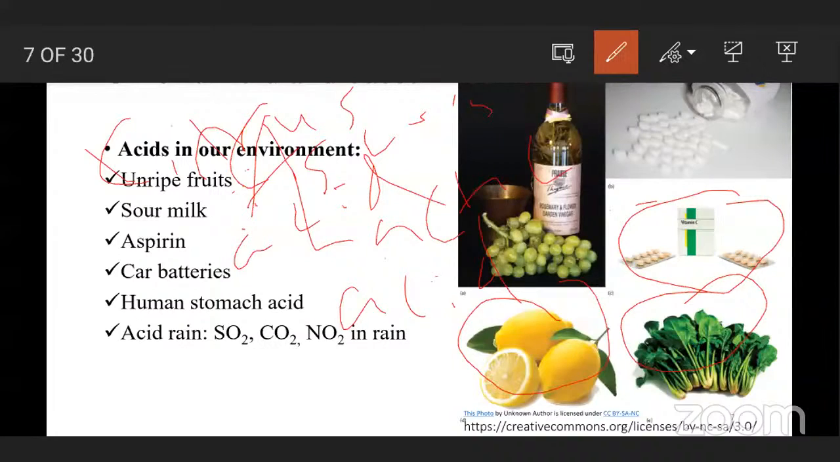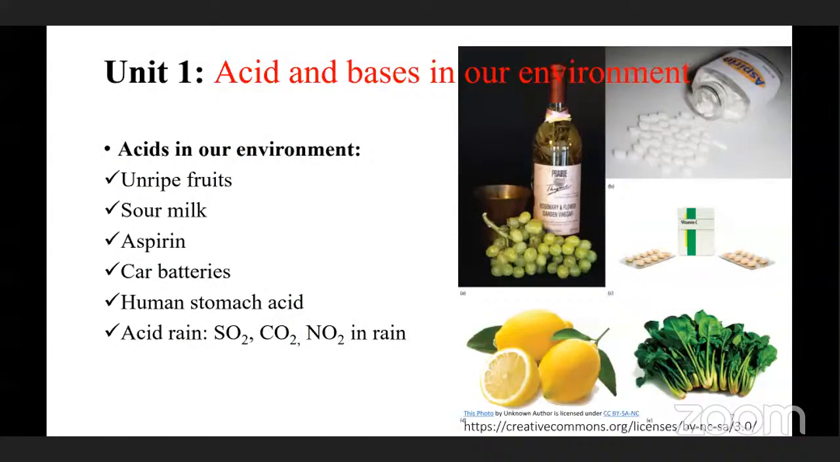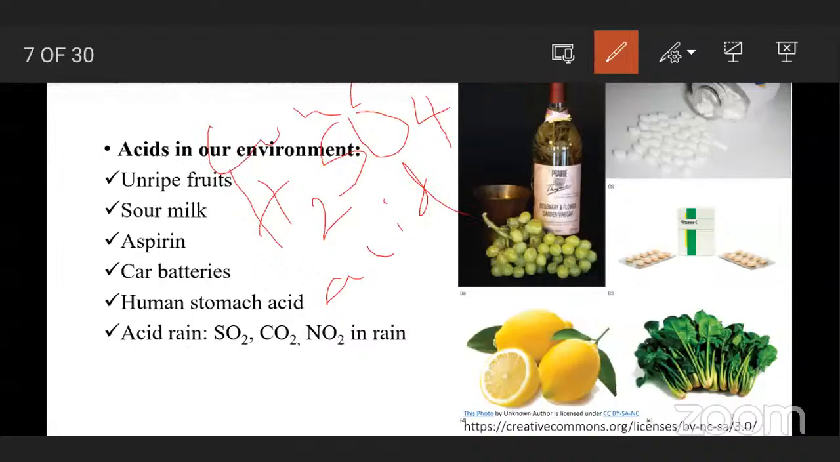You may also be familiar with car batteries, especially those wet cells. They have electrolytes, which is also an acid. We'll be able to find a concentrated solution of sulfuric acid, or maybe you call it tetraoxosulfate 6 acid, in concentrated form inside the car battery. So acids are just everywhere.